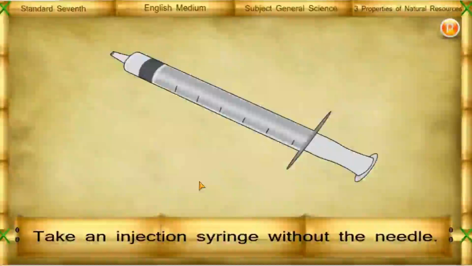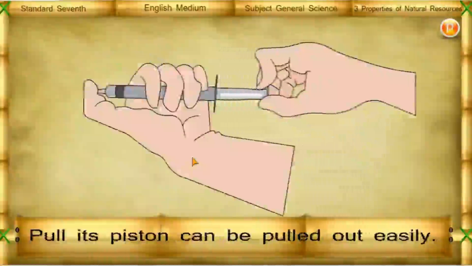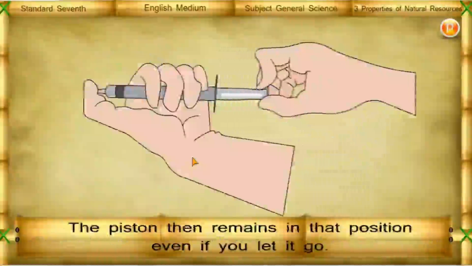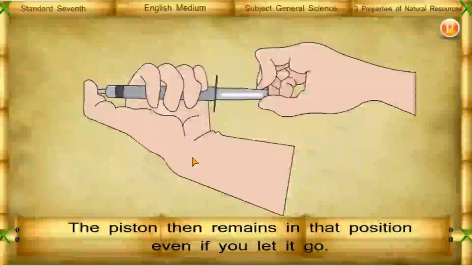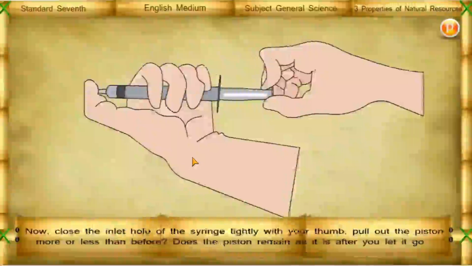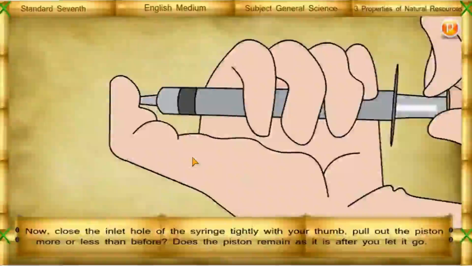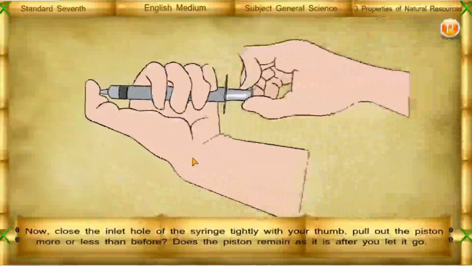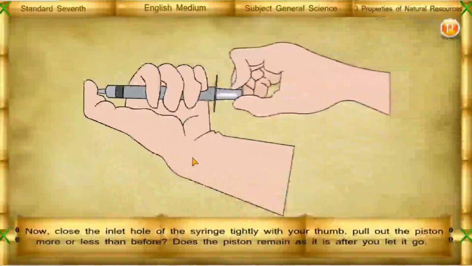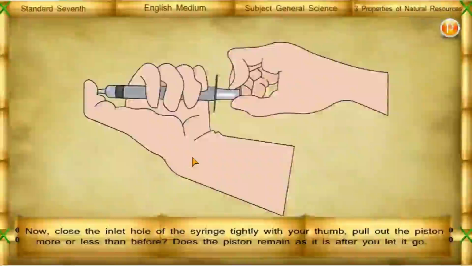Take an injection syringe without a needle. Its piston can be pulled out easily. The piston then remains in that position even if you let it go. Now close the inlet hole of the syringe tightly with your thumb. Pull out the piston more or less than before. Does the piston remain as it is after you let it go?